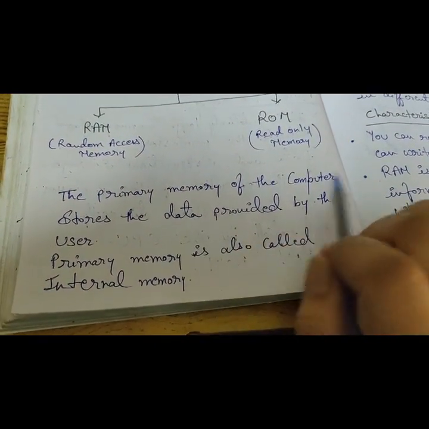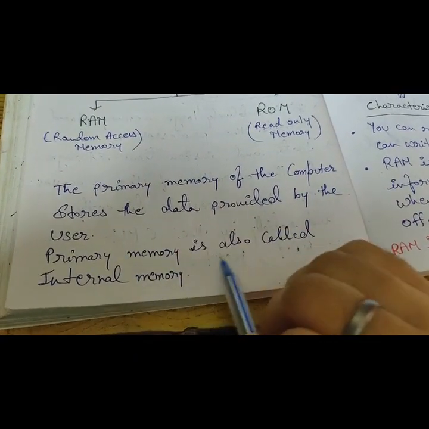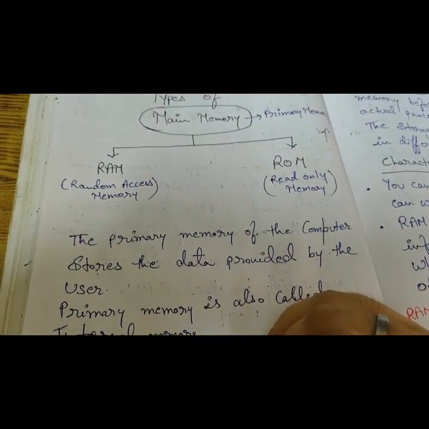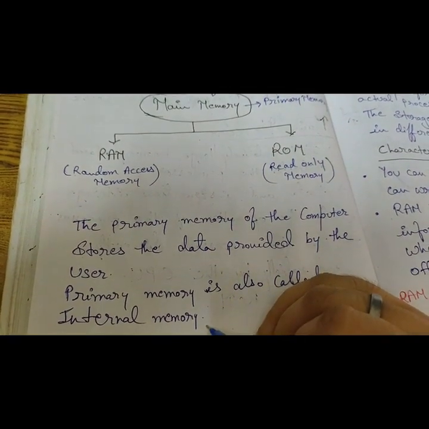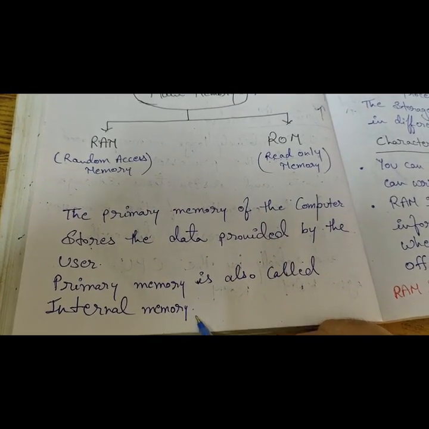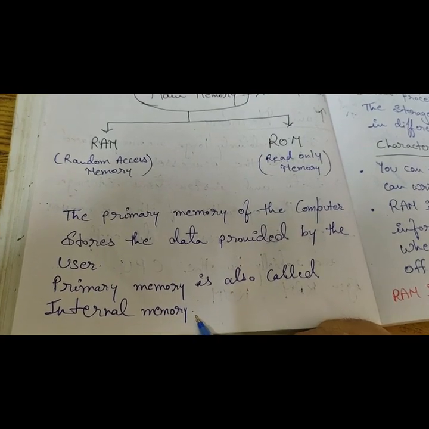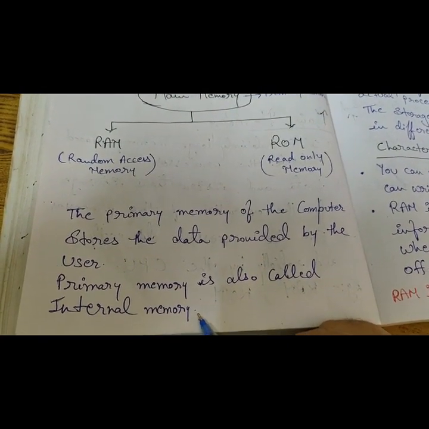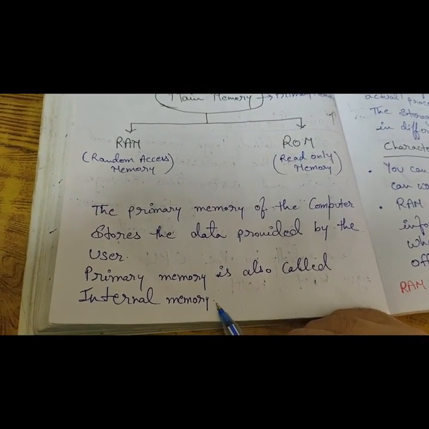Primary memory of the computer stores the data provided by the user. It is also called internal memory because it is present inside the computer. That's why it is also known as internal memory. You cannot always put memory in from outside. It is not like a pen drive or SD card. That's why it is an internal memory which is pre-built in our computer system.